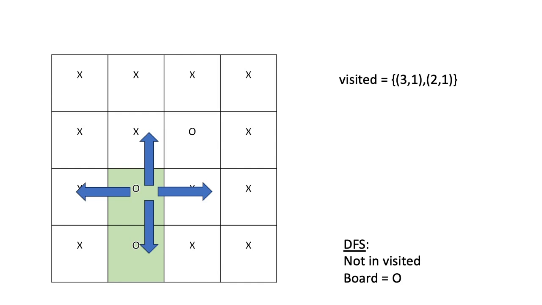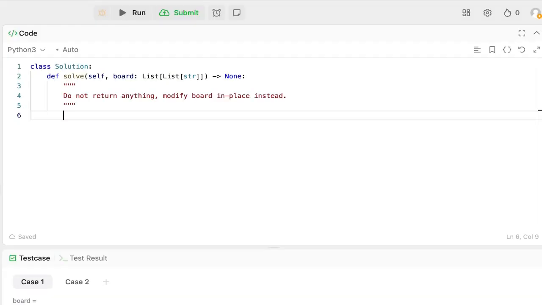We will see if we have any cell which is not visited and has the value O. We have one cell which is not visited and has the value O. So this region can be captured. Now we will mark this cell as X and we will return this matrix. I hope the approach is clear. Now let's see the implementation. We will implement this approach.